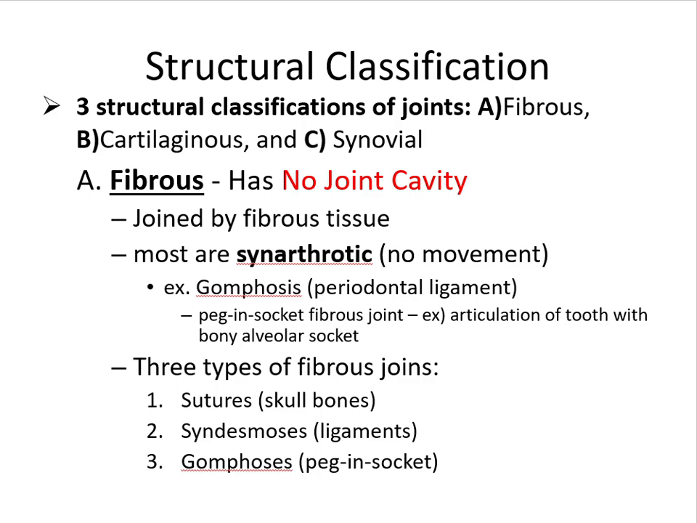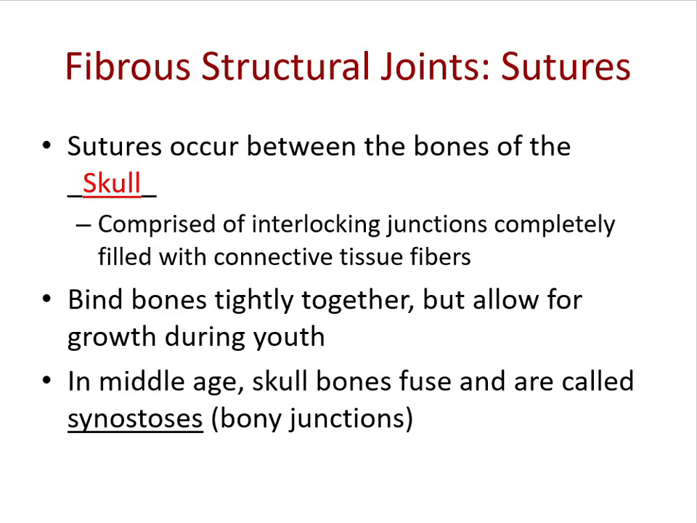But there are other types of fibrous joints besides a gomphosis. There is a syndesmosis, which is most ligaments, or sutures, which is dense fibrous connective tissue between skull bones. When we're talking about fibrous structural joints, we oftentimes are implying the functional classification, which again is synarthrotic.